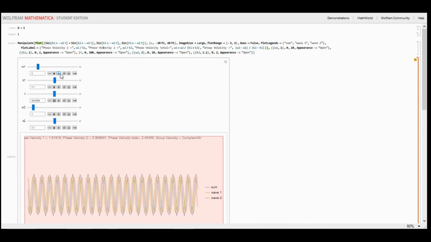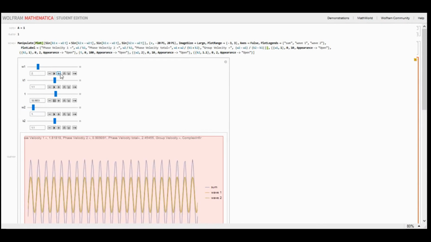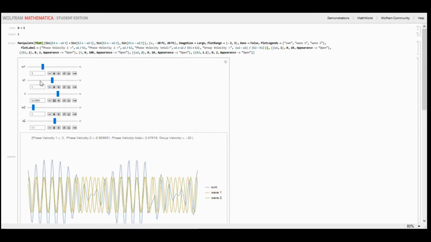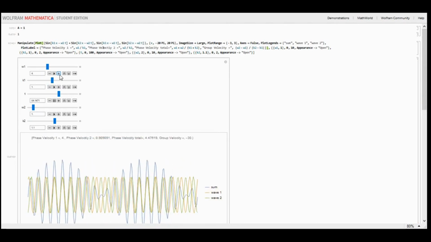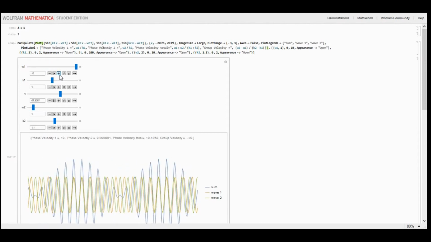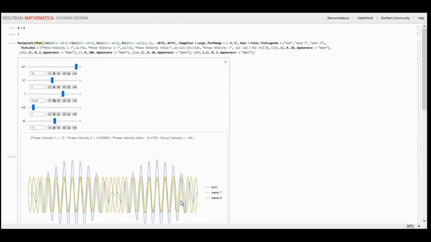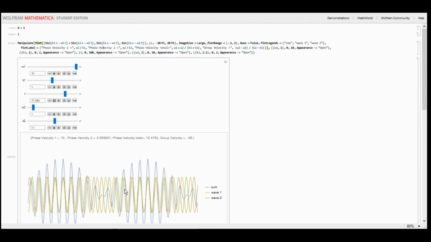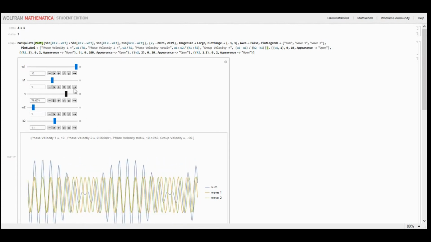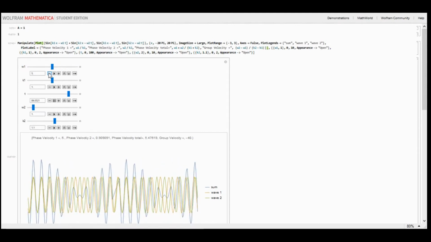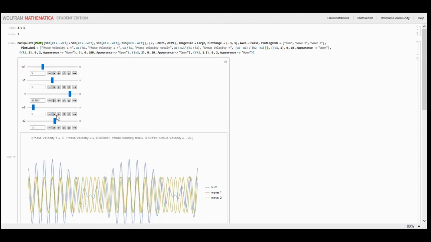Okay, so now I just want to mess around with a few other things, see what happens. Well, first let's change the k's again, and let's make omega 1 much larger than omega 2. Okay, so we see the group velocity's flying. But besides that, not much else changed. The envelope has the same shape, no matter what we do with the omegas.